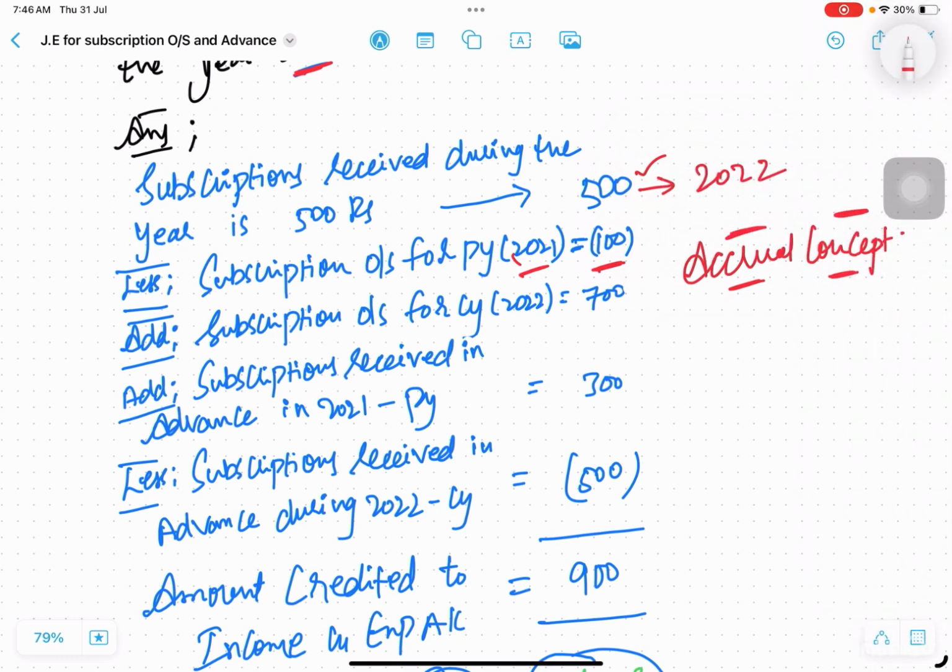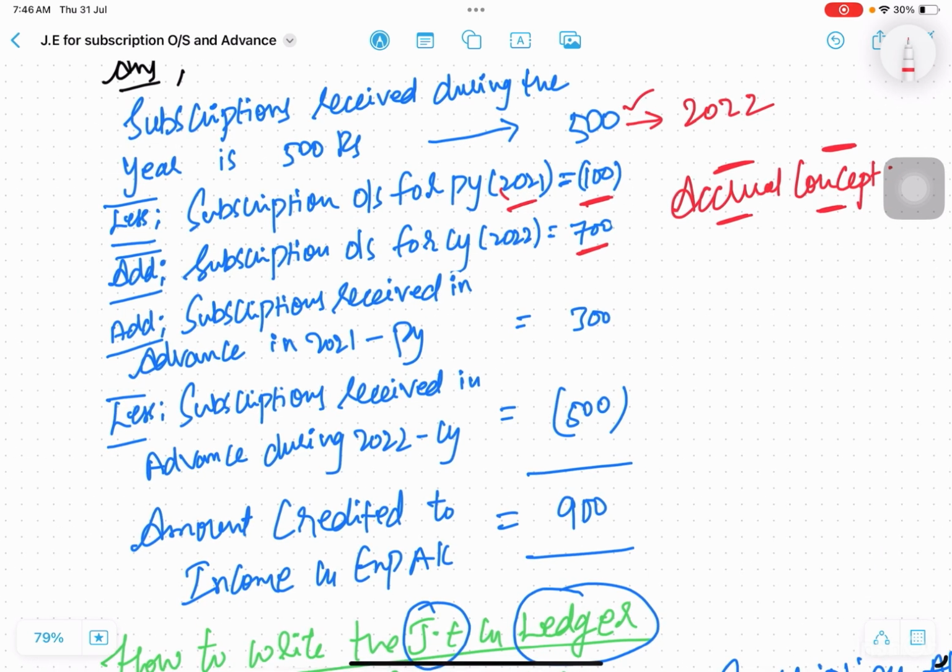No, it is not included in the 500 rupees, so we have to add it. If it is included, if it is not relating to the current year, we need to reduce it. Yes. Next, subscription received in advance in 2022, previous year.